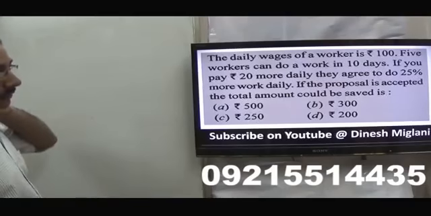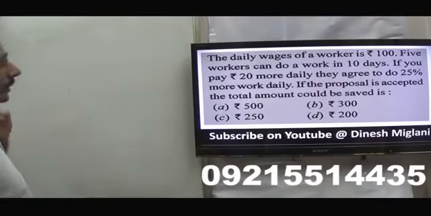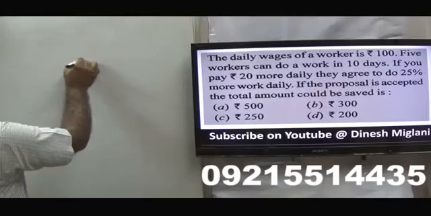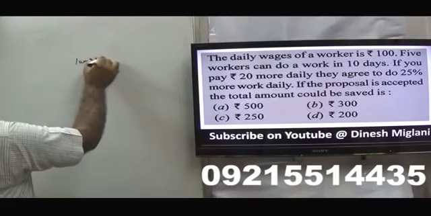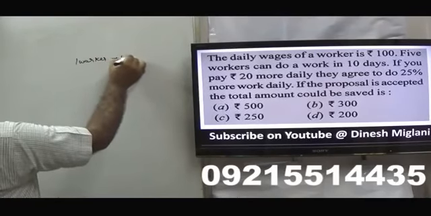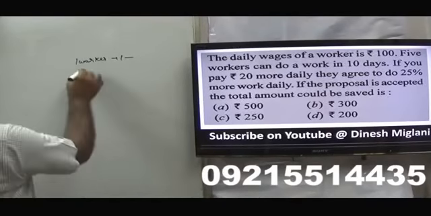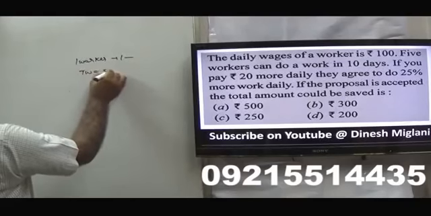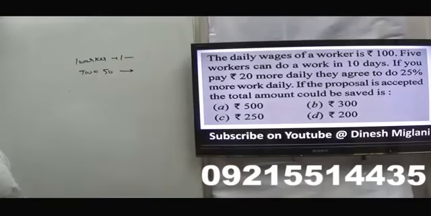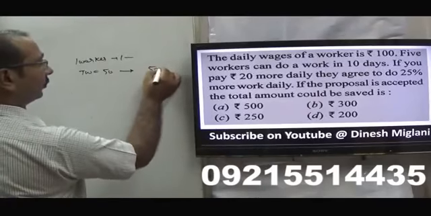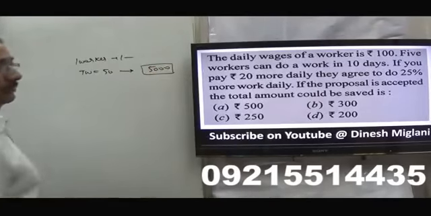I may simply say, let us say the work done by 1 worker is equal to 1. In these questions, it's better to assume they do 1 work in 1 day. 5 workers are there, so 5 work in 10 days. It means total work we can assume is equal to 50. For that 50, a worker is getting 100 rupees a day, 5 workers 500, and in 10 days they get rupees 5,000. Total money given to them is 5,000, right?